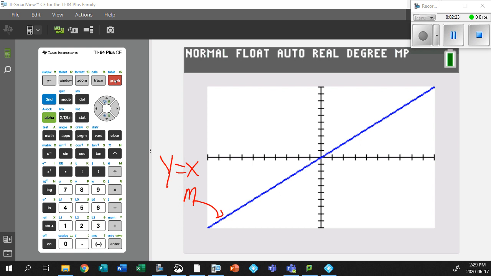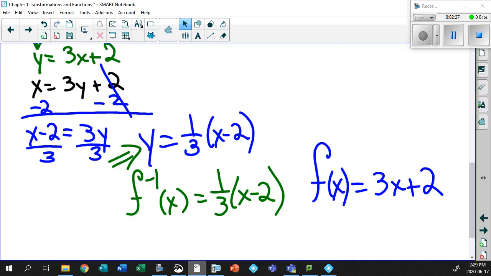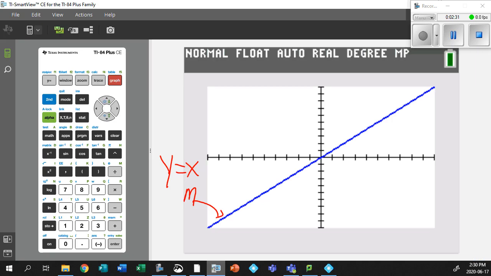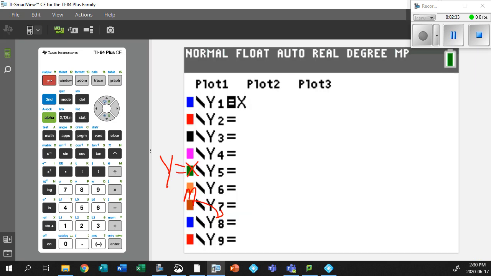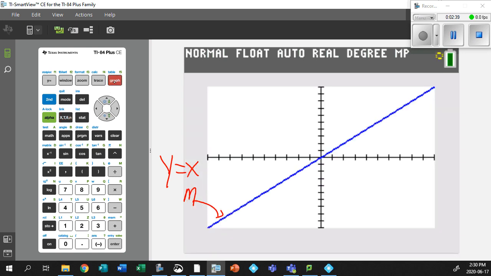Now, let's go and actually put in our equations. So going back to this, we have 3x plus 2. Let's put our original in there. Okay, so y equals, there we go. Mouse it down to here. 3x plus 2. And let's graph it. Bada bing. And there it is. There's our 3x plus 2.